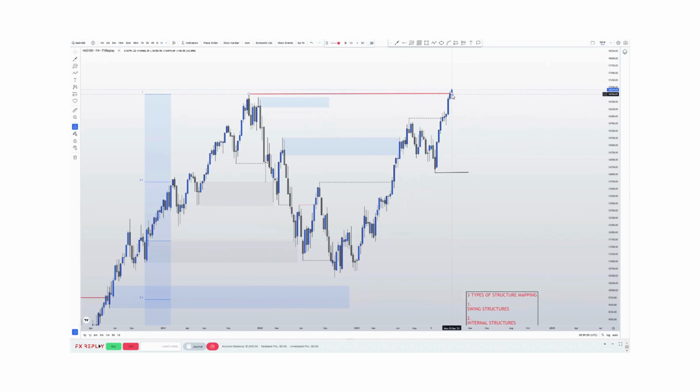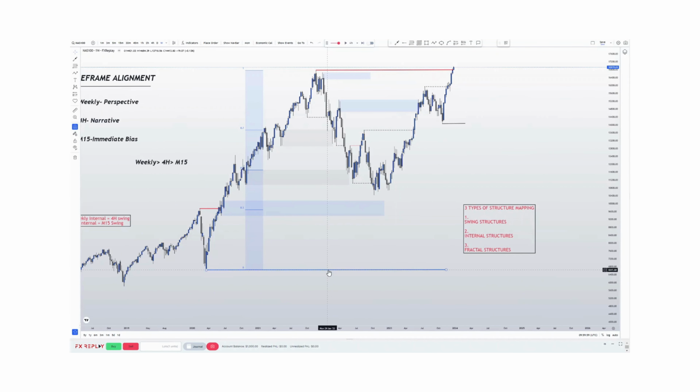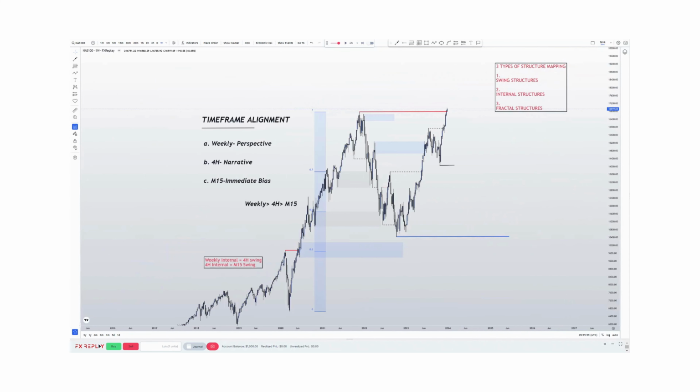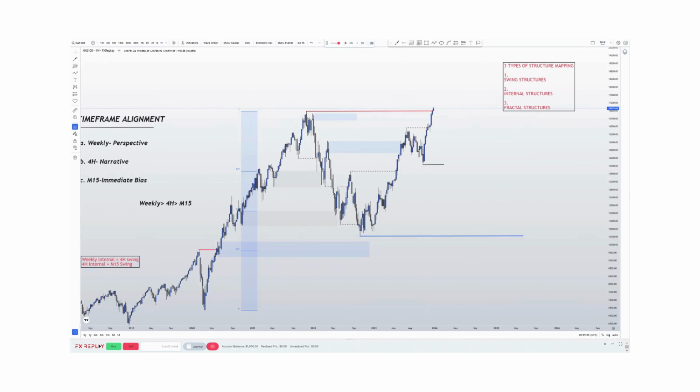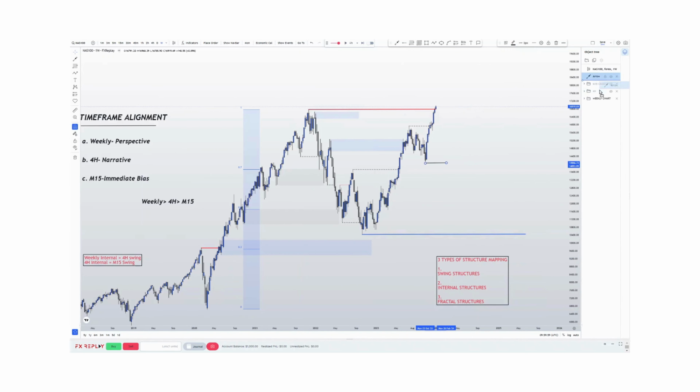With that break of structure, we have a new swing, a new protected swing on the weekly. And that's how the time frame alignments work. This internal range, if you look closely, it will be the H4 swing structures.